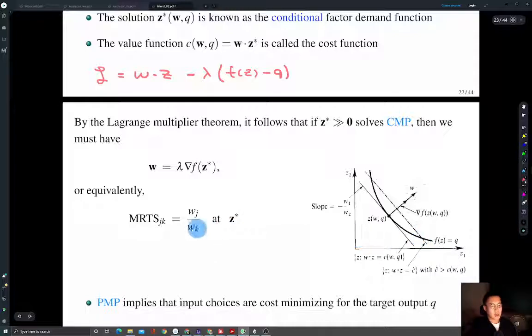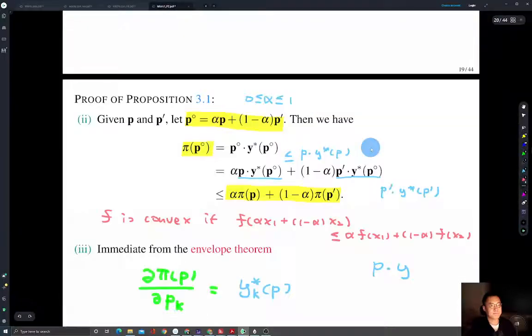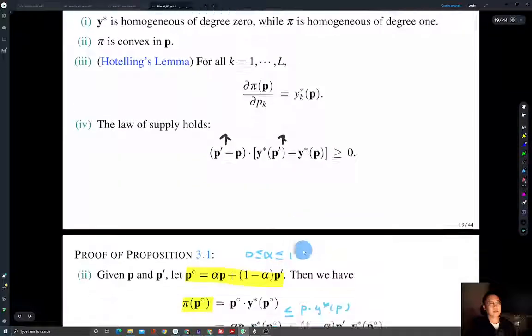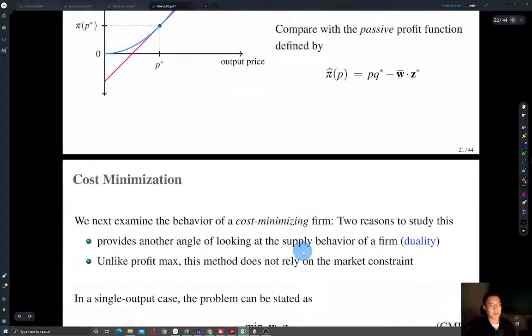We have seen this. We had the same condition regarding profit maximization, in case of two inputs and single output technologies. Going back to single output technologies, the first-order condition for profit maximization was this, exactly identical with the cost minimization problem.